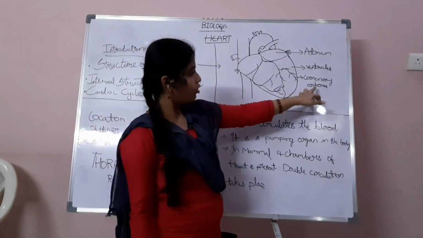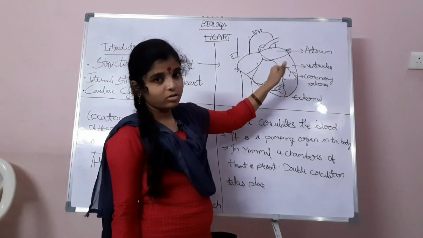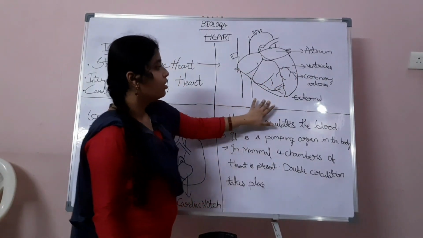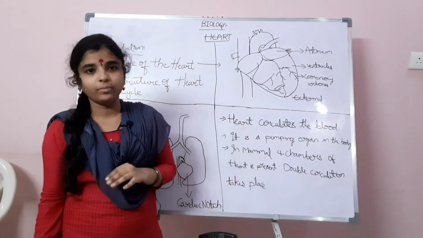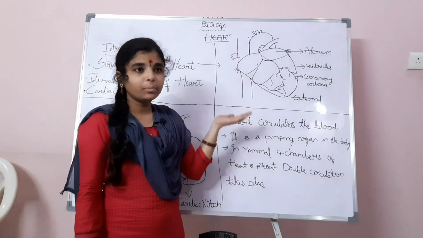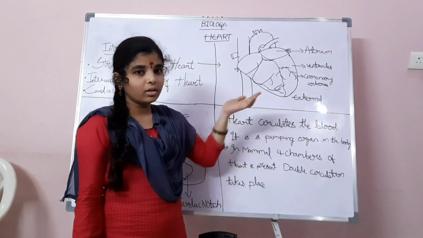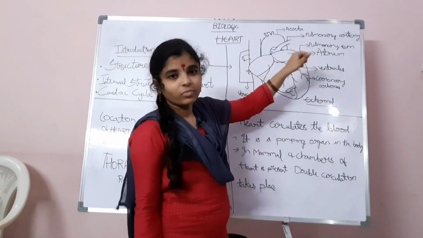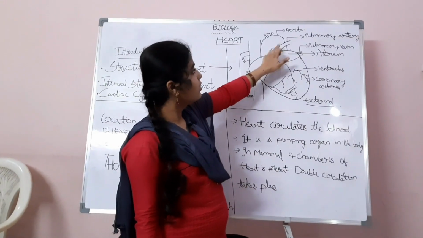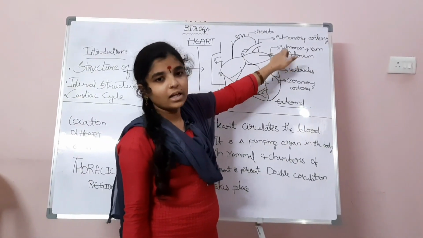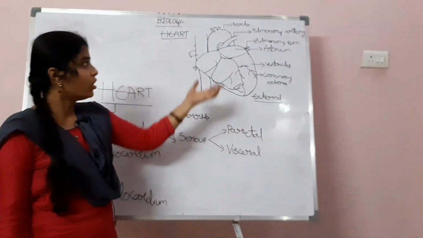Here you can see the structure of the heart and the coronary arteries. These coronary arteries carry oxygenated blood. In our body, arteries carry oxygenated blood and veins carry deoxygenated blood. But the pulmonary arteries carry deoxygenated blood, and the pulmonary veins carry oxygenated blood. Here you can see the pulmonary arteries, which carry deoxygenated blood, and here are the pulmonary veins, which carry oxygenated blood.